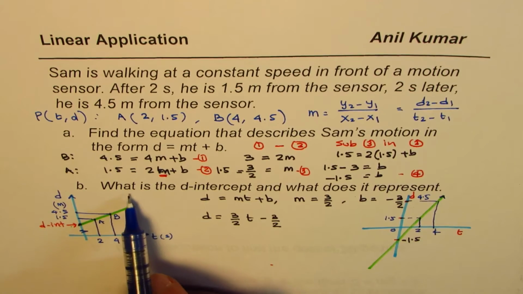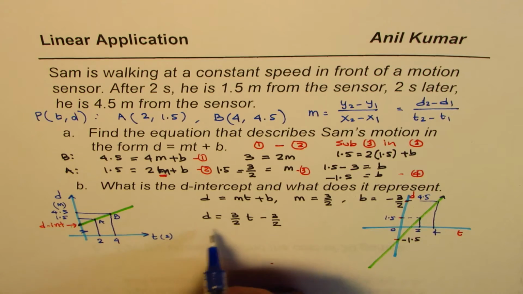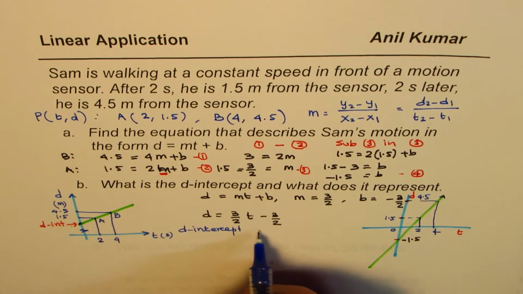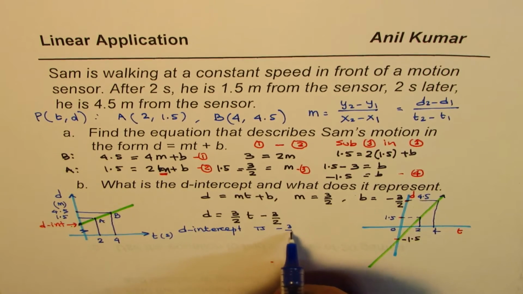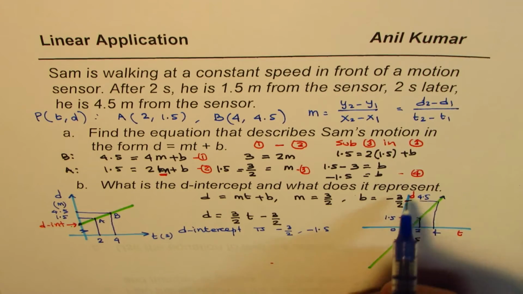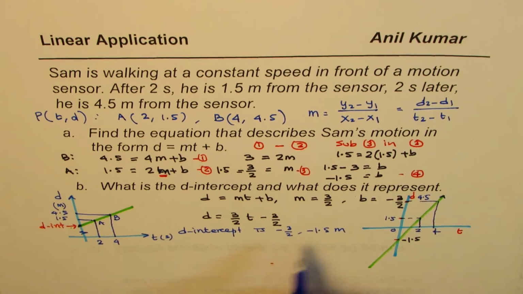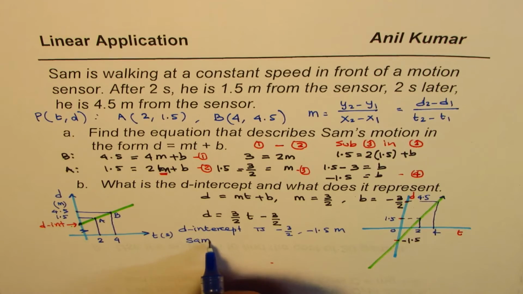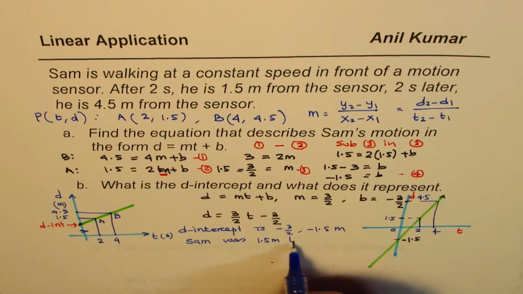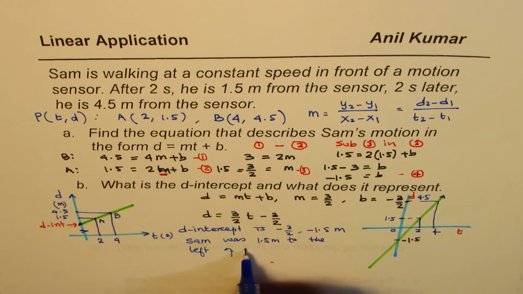Now let's answer this question. What is the d-intercept and what does it represent? So here the d-intercept is minus 3 over 2. You can also say it is minus 1.5. Since the units are in meters, I should write meters here, so it is 1.5 meters. That means that Sam was 1.5 meters to the left of the motion sensor, right?